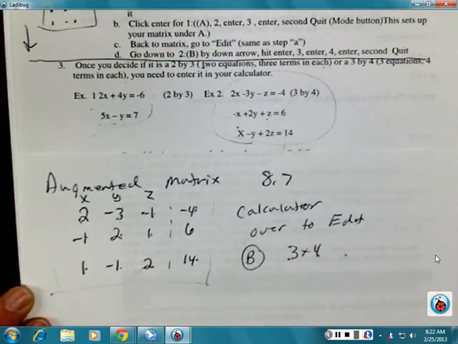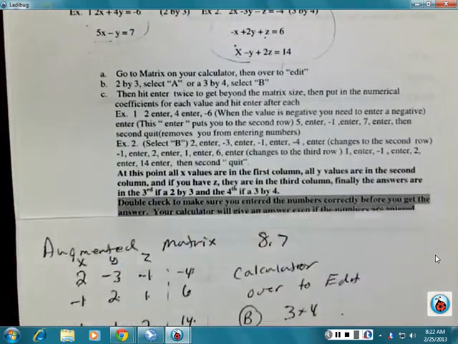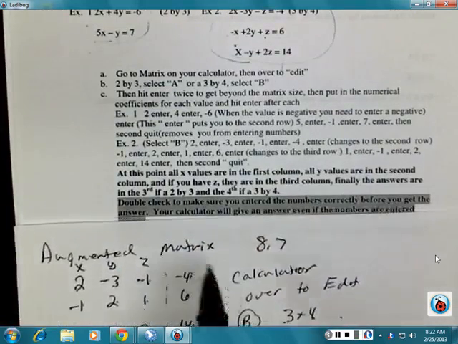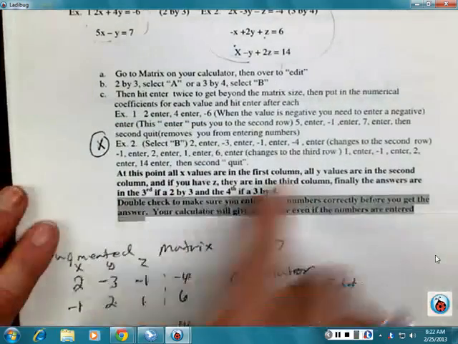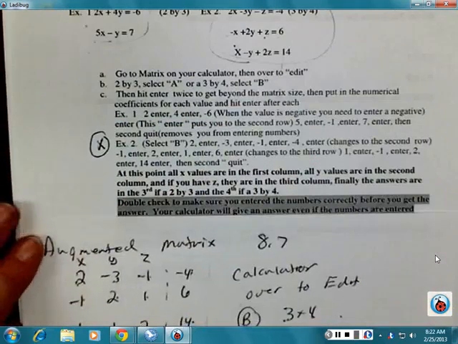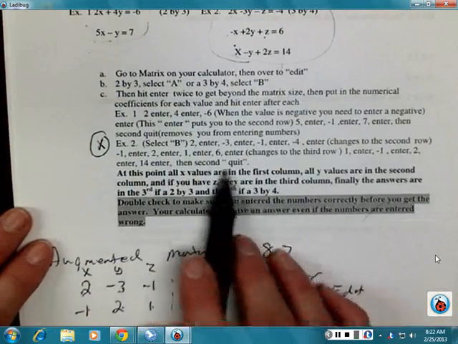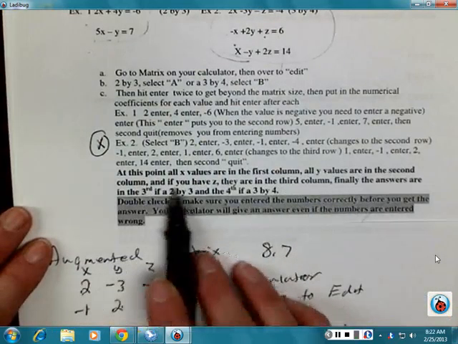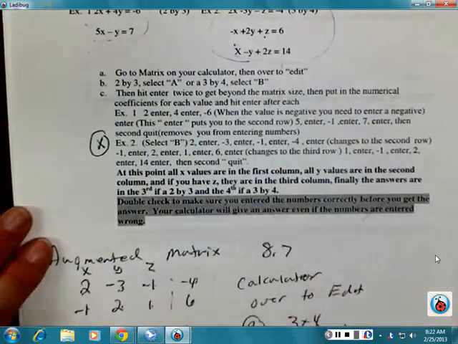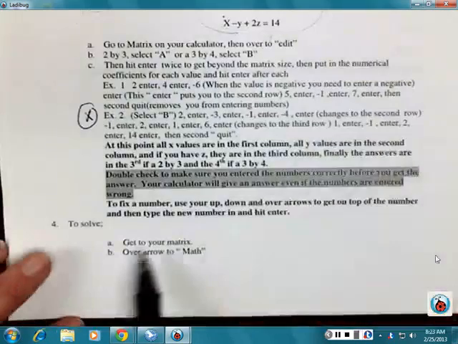All right, so we got that all in. Go second quit. And now we're back to our information that we happen to have in here. So we basically went down here to example 2 and we entered that information. And again, all X's are in the first column, all Y values are in the second column, and all Z's are in the third column. So again, double check. I can't stress that enough.